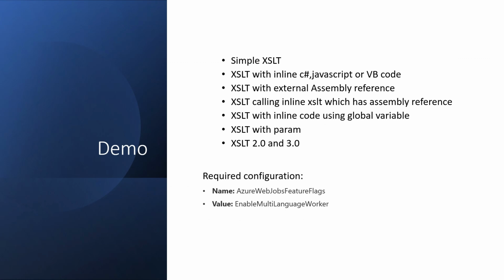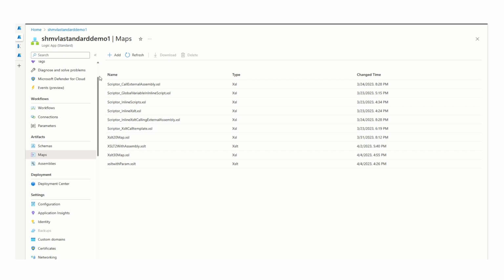Now let's have a look at the demo on how to create the XSLT action and upload different files. We'll also check out the below common scenarios with examples. One more important point is to make sure that the below app setting, the Azure Web Jobs feature flag, is configured with the value enable multi-language worker. This is configured by default, but in case it is modified to a different value, some of the XSLT features may not work.